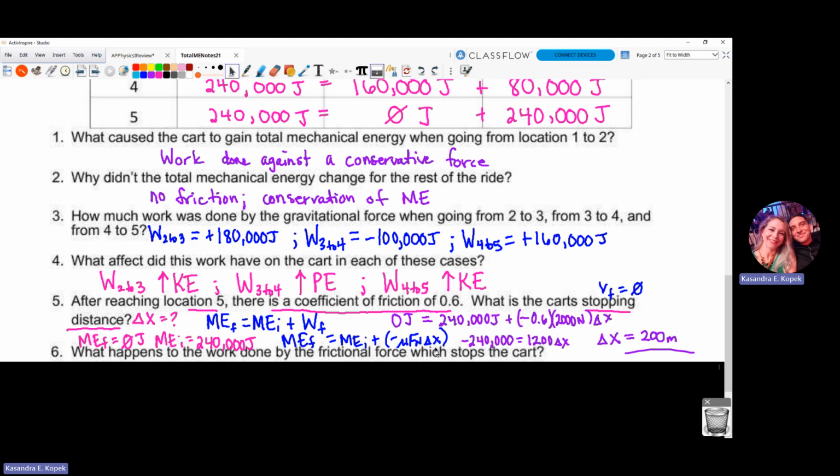If you forgot the work equation, go back and review your last packet. Work done is the force times the displacement. In this case, our force is friction. Friction does negative work. So plug in our numbers, simplify, and then divide.